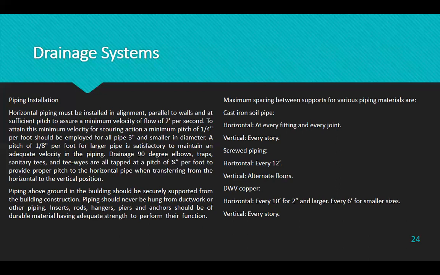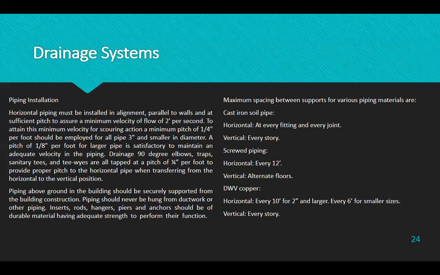So, piping above ground in the building should be securely supported from the building construction. Piping should never be hung from ductwork. Tinabad na, kinabit na lang mo sa ductworks or other piping. Inserts, rods, hangers, wires, and anchors should be of durable material, giving adequate strength to perform their function.